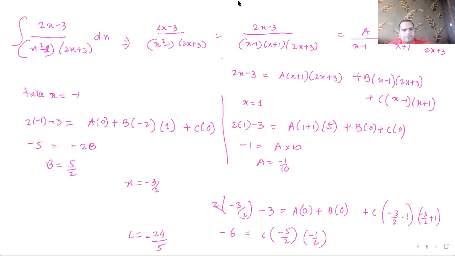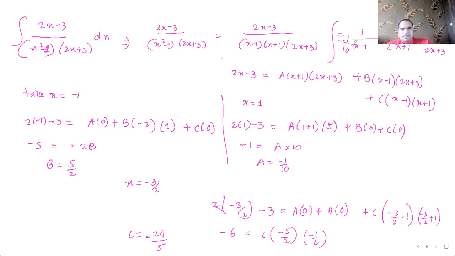Once you get the values of a, b, c, you can just rewrite this. Instead of a, I can put negative 1 over 10. And then the b value is 5 over 2 here. And c is negative 24 over 5.